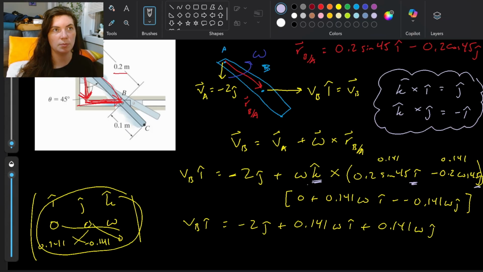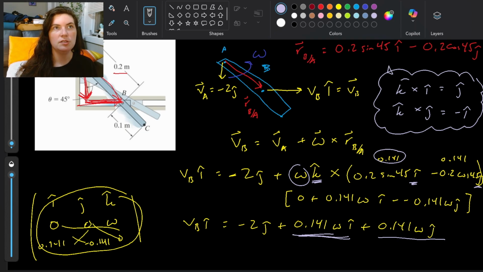And then you can just multiply their front numbers. So omega times 1.41, and then the k cross i gives you j hat, and that's how we ended up with this term. The other one we had was k cross j, and it was originally a negative number, so that's how we ended up with a positive number here on our i hat. The two negatives became a positive.